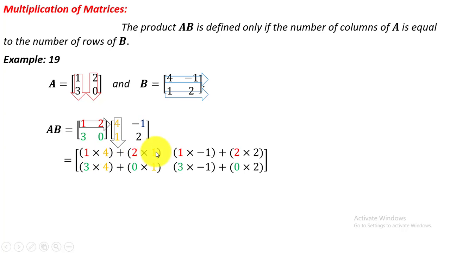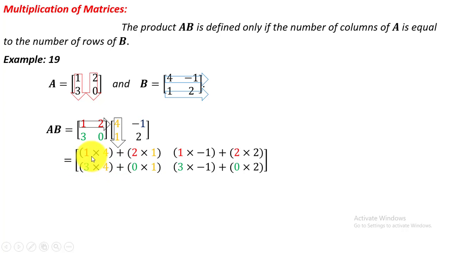Top left entry is obtained by the product of first row times first column: 1 times 4 plus 2 times 1. Top right entry is obtained by the product of first row times second column: 1 times -1 plus 2 times 2.